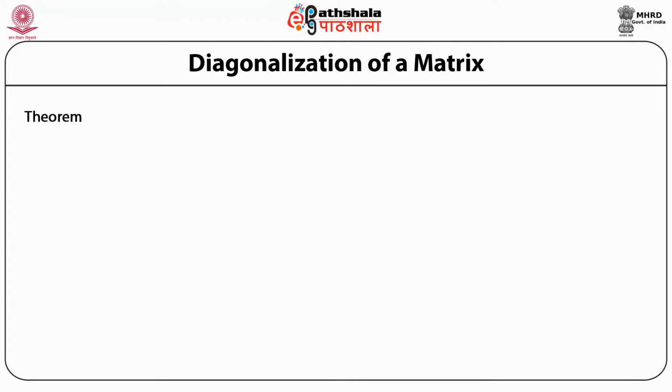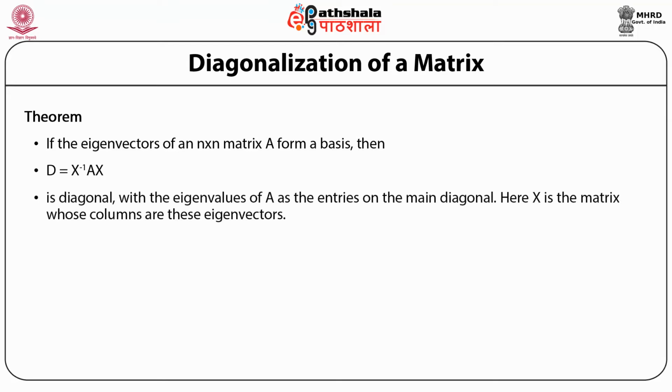The first part of the theorem states, if the eigenvectors of an n cross n matrix A form a basis, then D is equal to X inverse into A into X, which is diagonal with the eigenvalues of A as the entries on the main diagonal. Here X is the matrix whose columns are these eigenvectors. The second part of the theorem says that D raised to power k is equal to X inverse into A raised to power k into X, where k takes the values 2, 3 and so on.